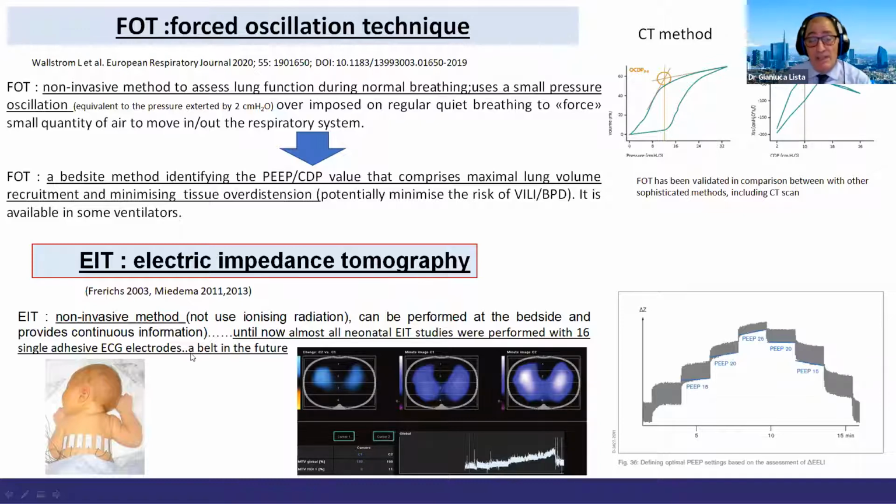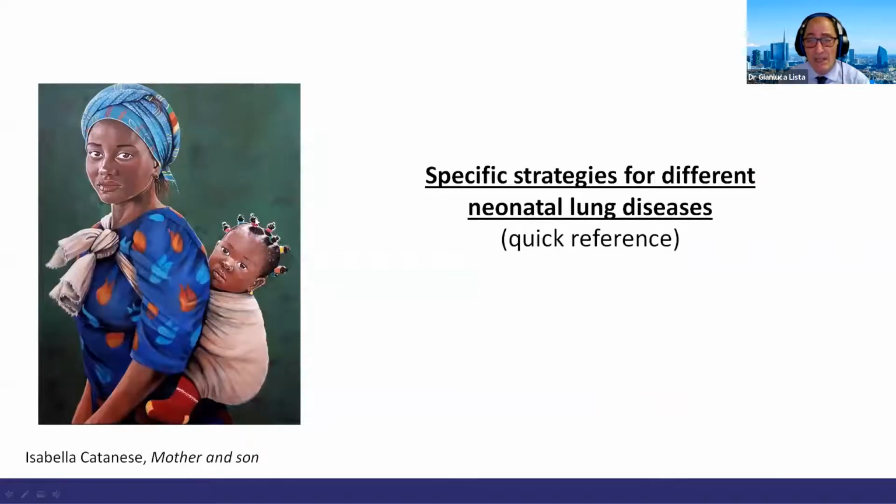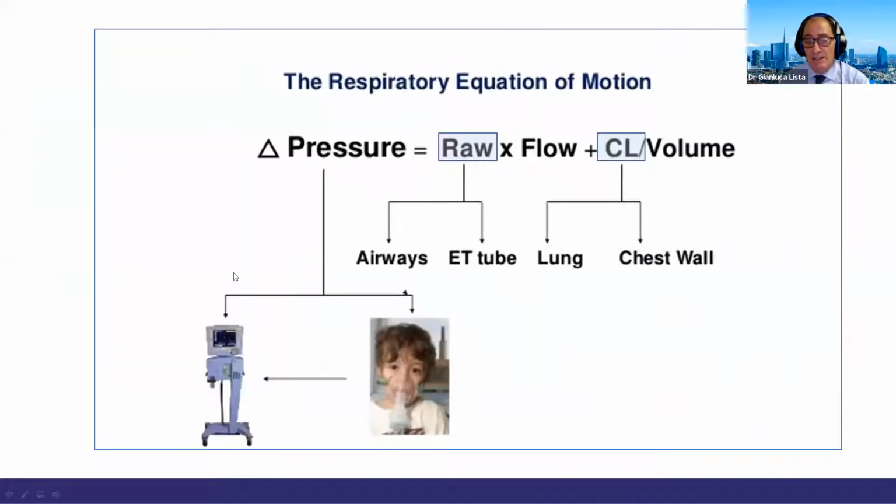The big problem is that actually we don't have a belt that is appropriate to fit the very premature infants. We hope in the future to have a very fitted belt in order to manage also the very premature infants during mechanical ventilation. So I want to give you some quick reference about the strategies for the different neonatal lung diseases.